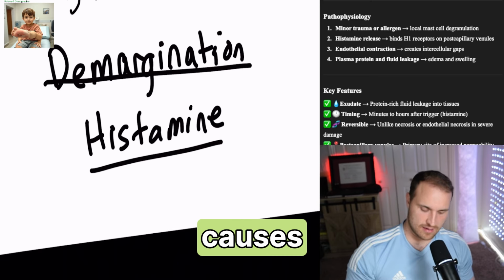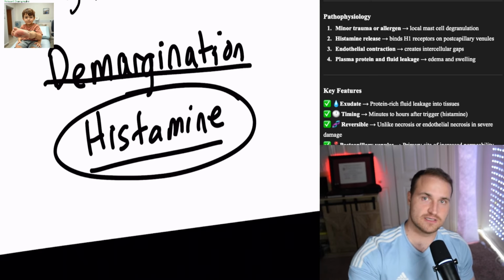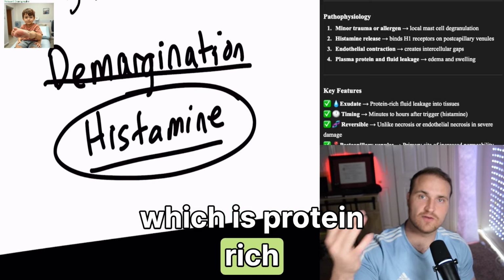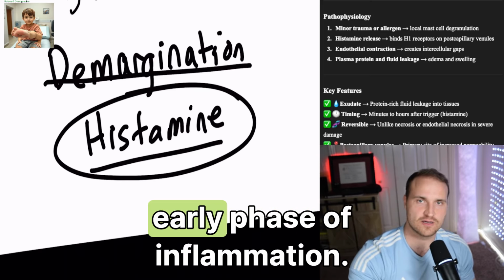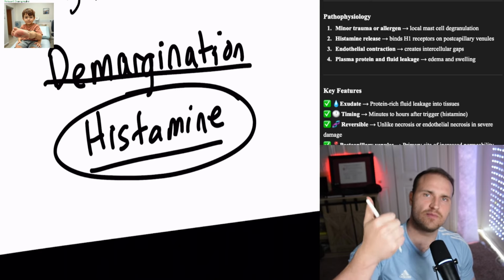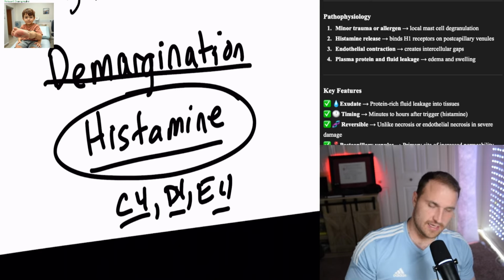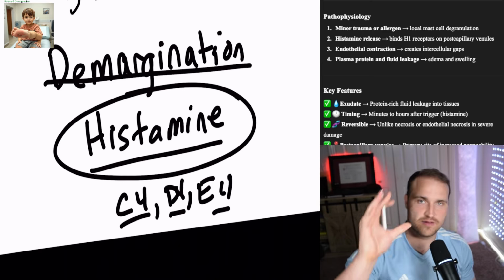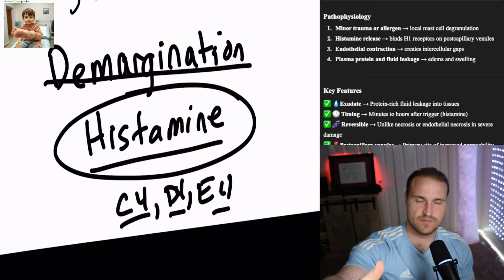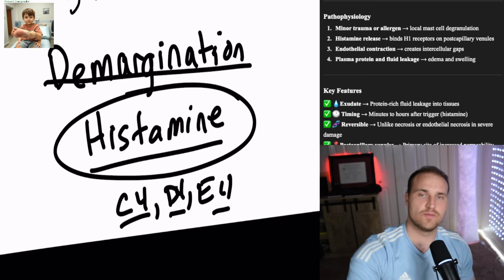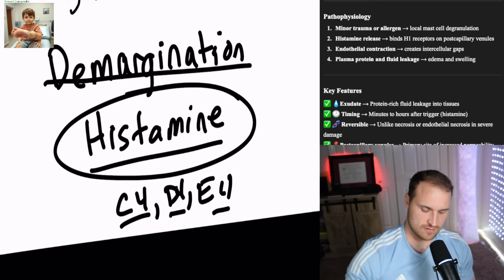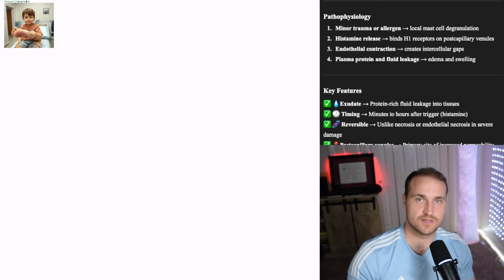So histamine causes endothelial contraction. That increases permeability, leading to exudate, which is protein-rich accumulation, and it's seen in the early phases of inflammation. So histamine, bradykinin, leukotrienes C4, D4, E4, this contributes to endothelial cell contraction, gap formation in the postcapillary venules, increased permeability, exudation, and edema. So a quick rapid recall for you, just to make sure you got this.